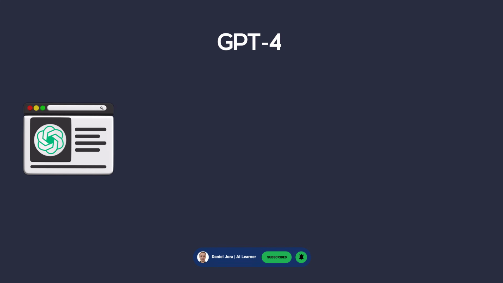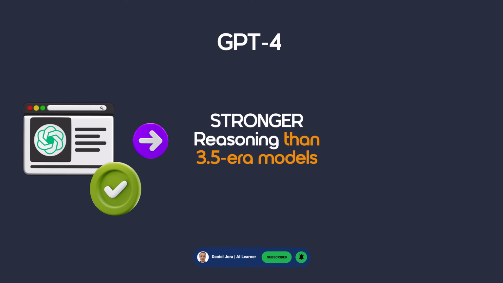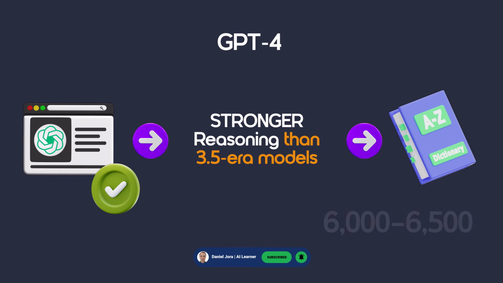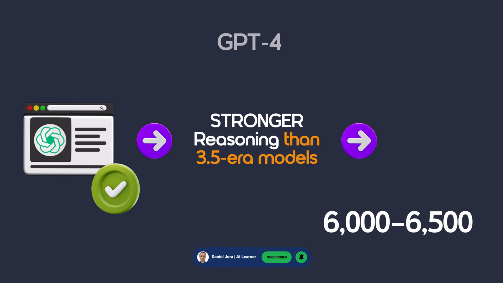GPT-4, an older, high-intelligence GPT generation that became the quality reference point before long context and omni models became standard. Its special trait is careful instruction following and stronger reasoning than 3.5 era models, but it is not the modern default in OpenAI's lineup. Its usable memory is roughly 6,500 English words.